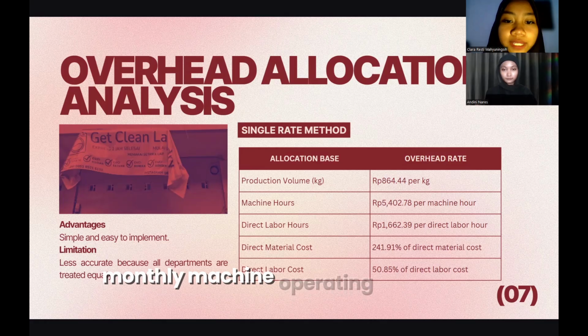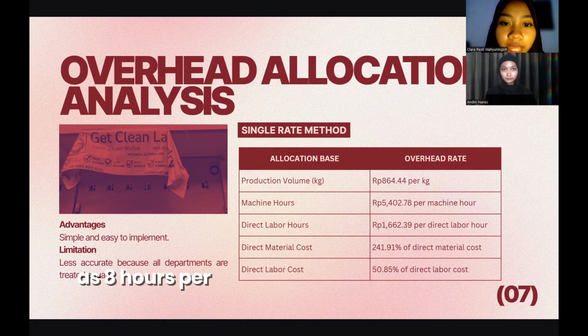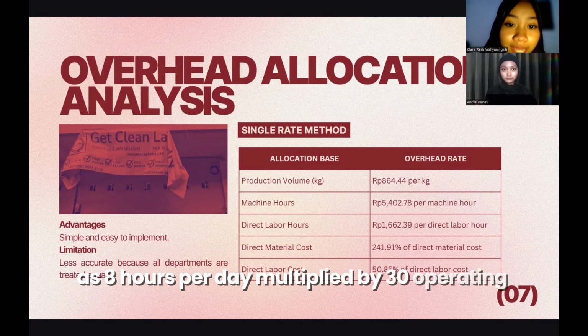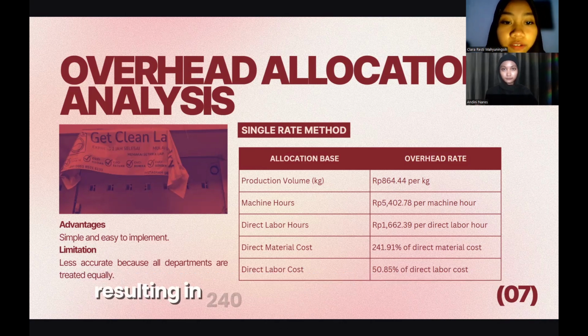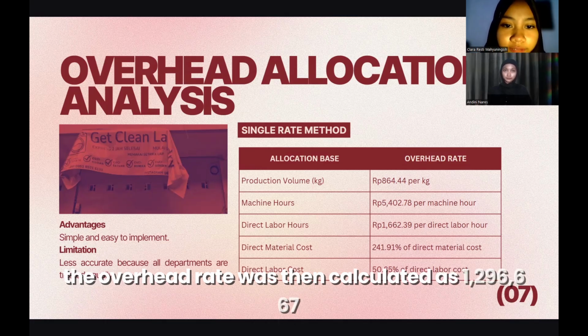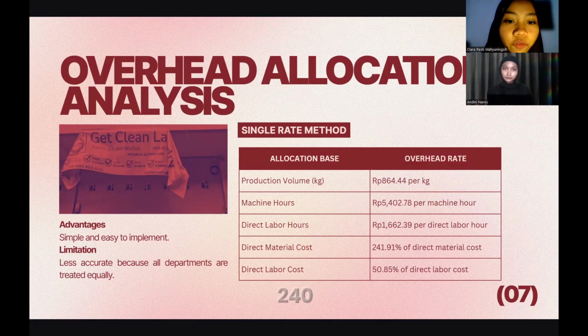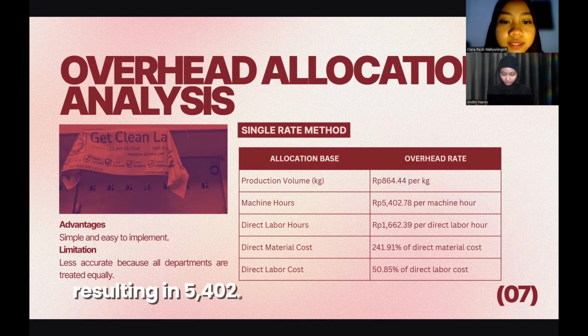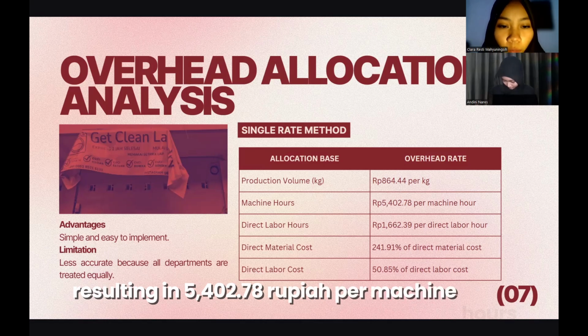Second, using machine hours as the allocation base. Monthly machine operating hours were calculated as 8 hours per day multiplied by 30 operating days, resulting in 240 machine hours per month. The overhead rate was then calculated as 1,296,667 divided by 240, resulting in 5,402.78 rupiah per machine hour.